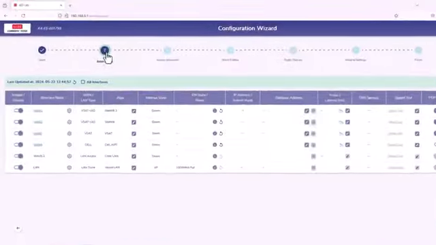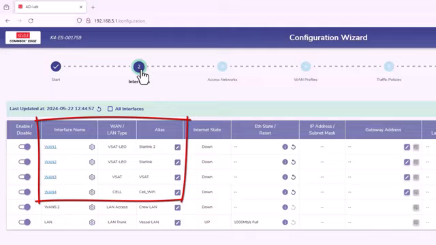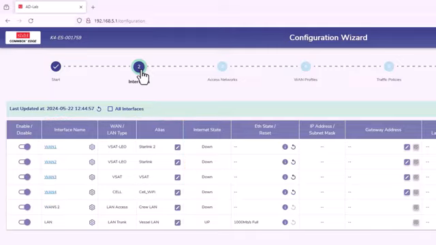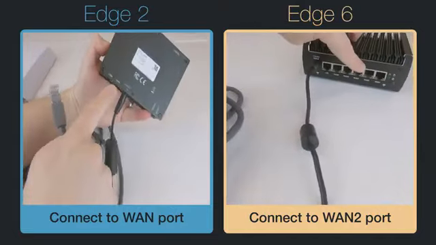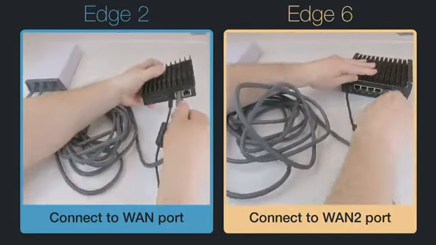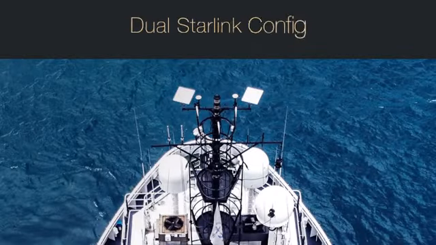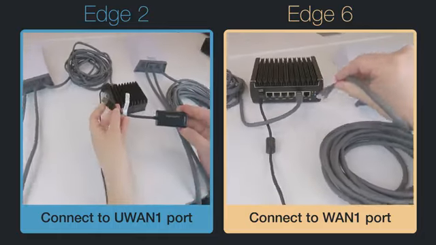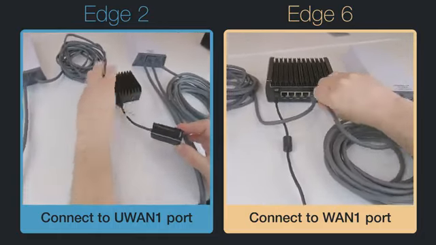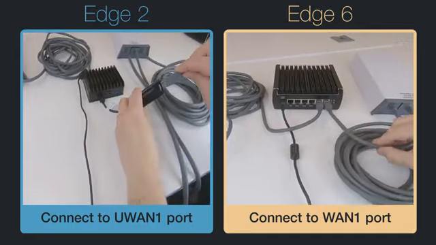The turnkey config file enables ports on the CommBox Edge for your wide area networks, such as Starlink. Connect your first Starlink to the designated WAN port using the supplied Starlink Ethernet cable. For a dual Starlink configuration, connect your second Starlink to the second designated port on the Edge device. If you have a CommBox Edge 2 model, use the supplied adapter to connect to its USB port.